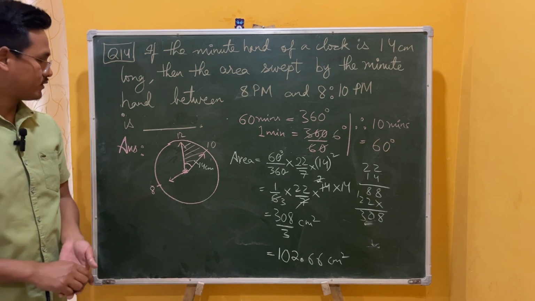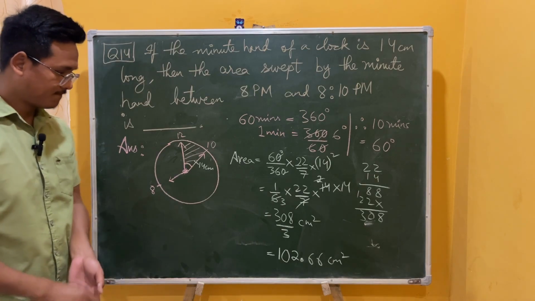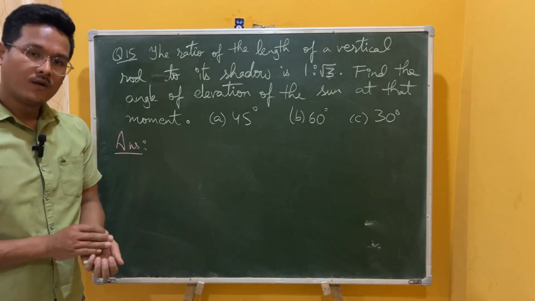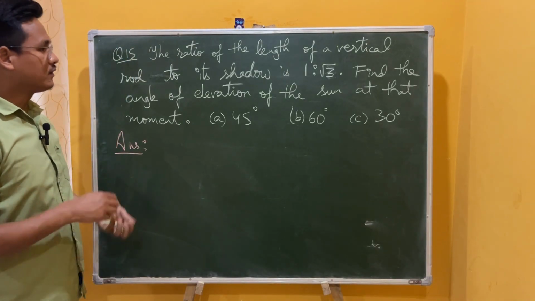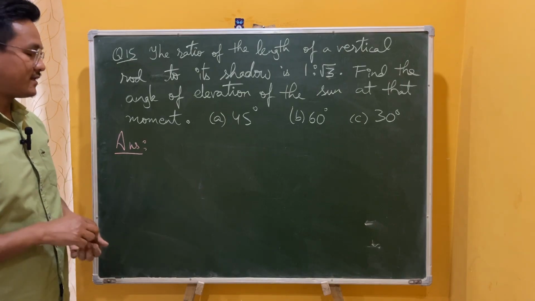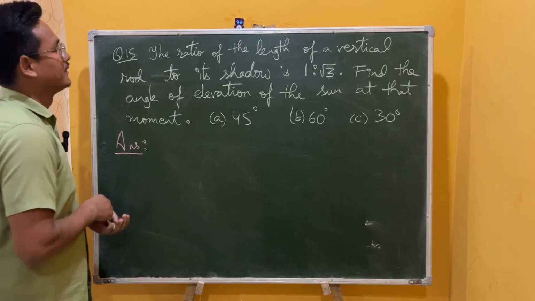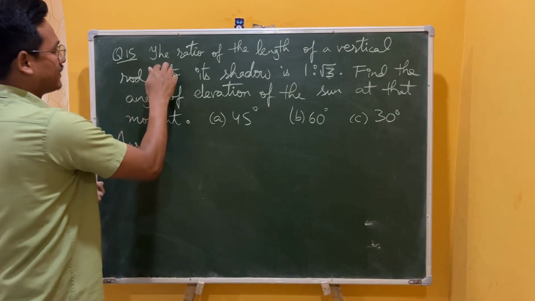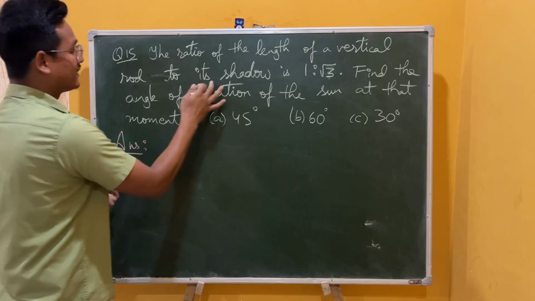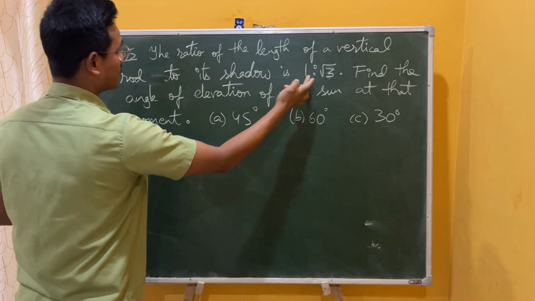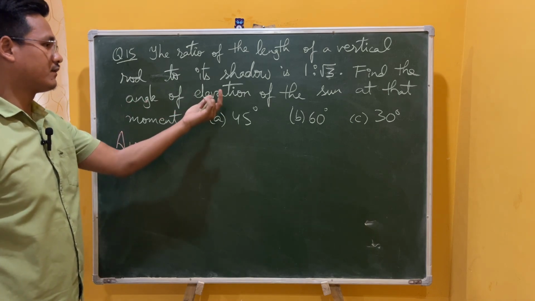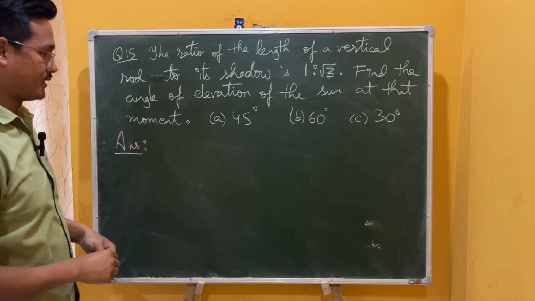All right, let's move on to the last question. Okay, this is the final question, and let's do it with grace. It says the ratio of the length of a vertical rod to its shadow is 1 is to root 3. Find the angle of elevation of the sun at that moment.